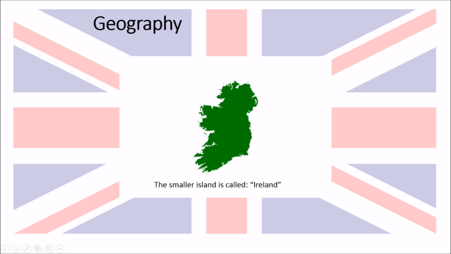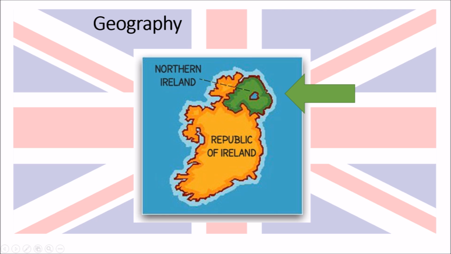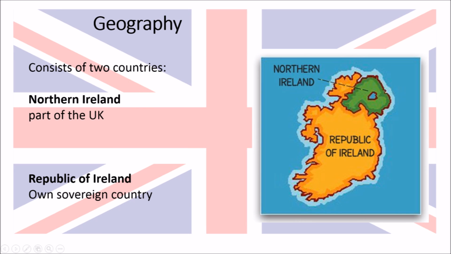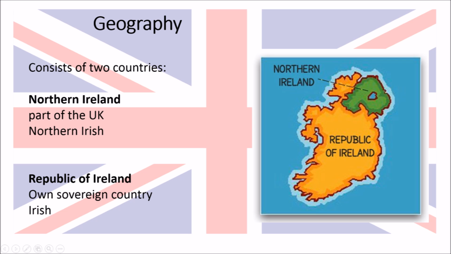Next to the big island called Great Britain lies the smaller island called Ireland. This smaller island consists of two countries, Northern Ireland and the Republic of Ireland. As said before, Northern Ireland is part of the UK and has the same laws and Queen as England, Scotland and Wales. The Republic of Ireland separated and formed their own government. To this day, do not refer to the Northern Irish people as Irish. They will be very offended.